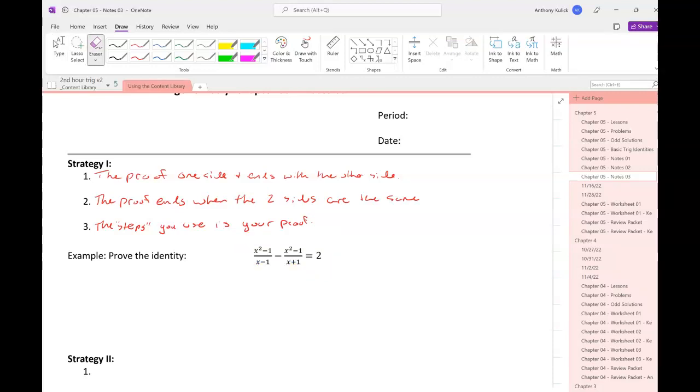In general, it's going to be easier to start with the more complicated side and end with the simpler side. I say that in general, not always does that need to be the case, but typically that would be the case. If I look at this, x squared minus 1 over x minus 1 minus x squared minus 1 over x plus 1 equals 2. Which side is the more complicated side, the left-hand side or the right-hand side? Should be really obvious. The left, right? Certainly that looks like a lot more going on than just the number 2. So that's going to be where we'll start.